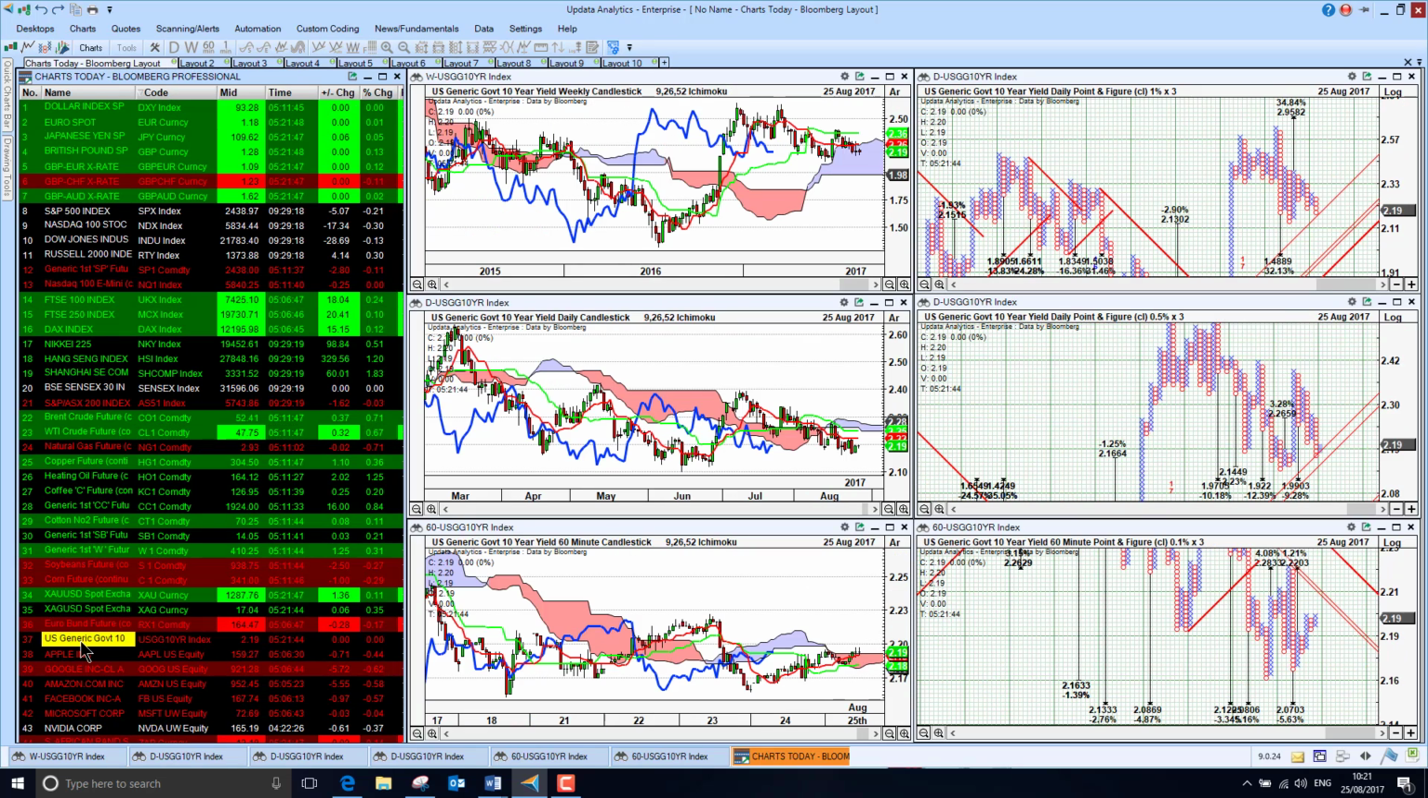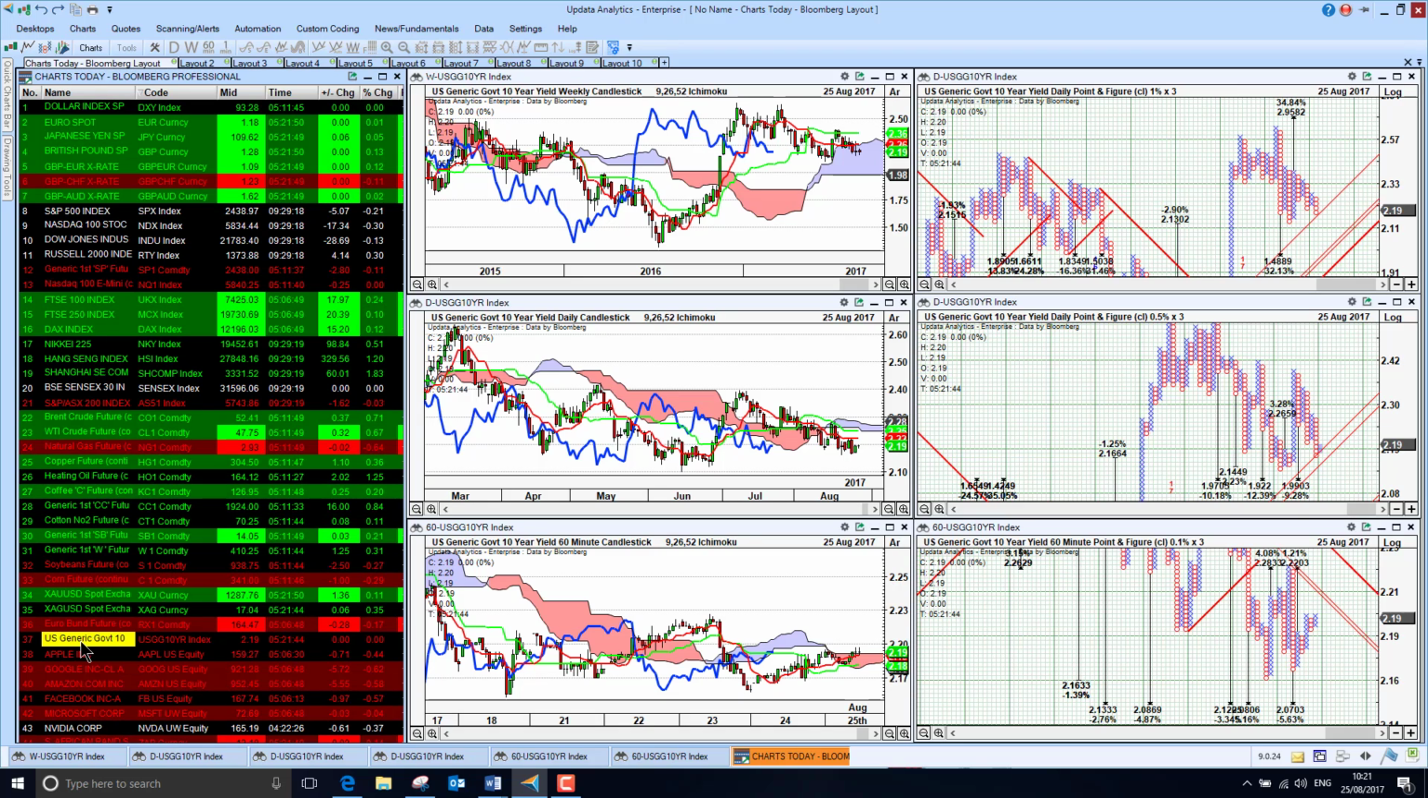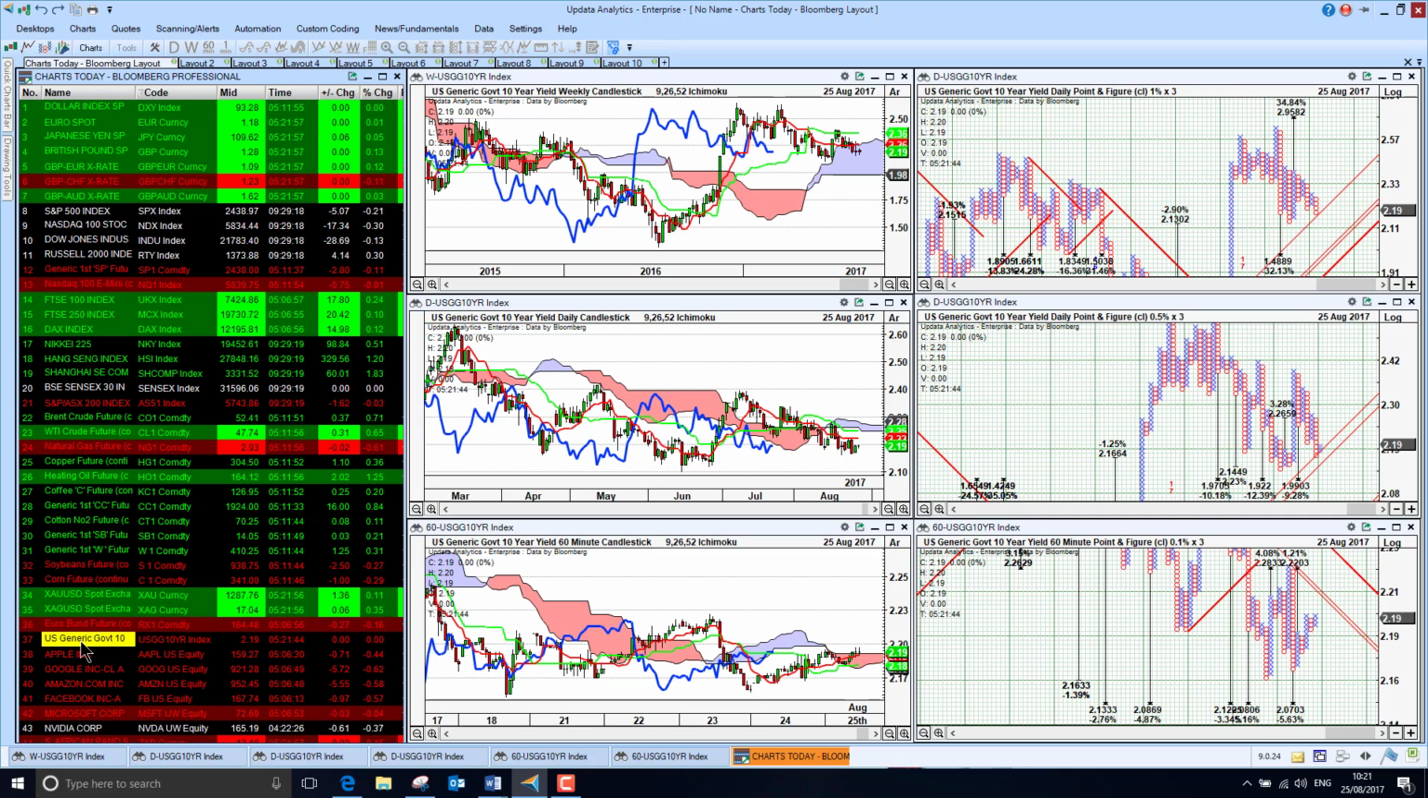US Treasury yields sitting below the 2.2% level. Jackson Hole having an impact here. Generally on markets, waiting for any statements out of Jackson Hole.